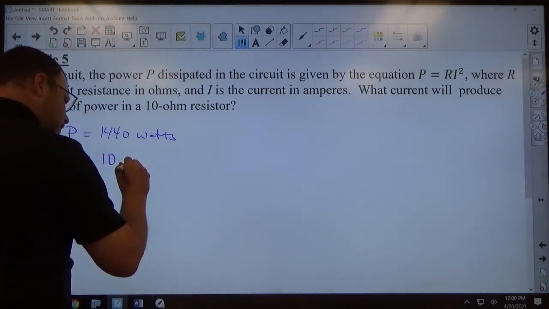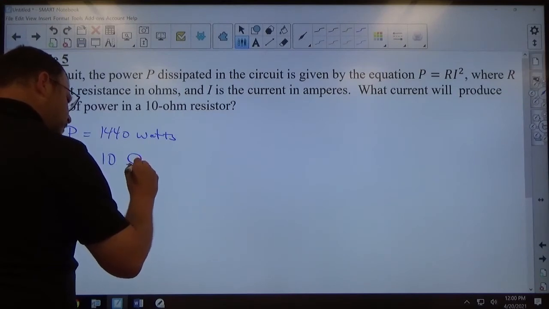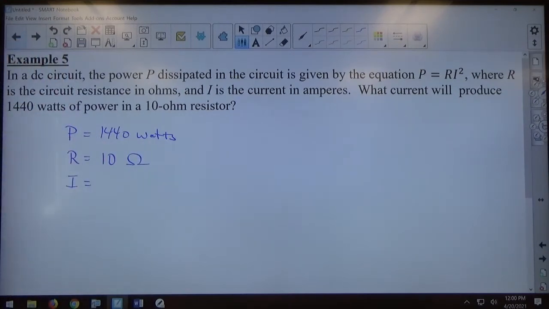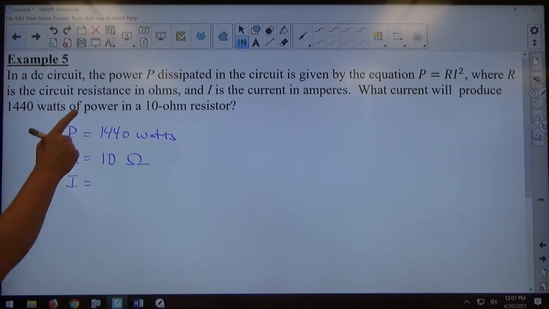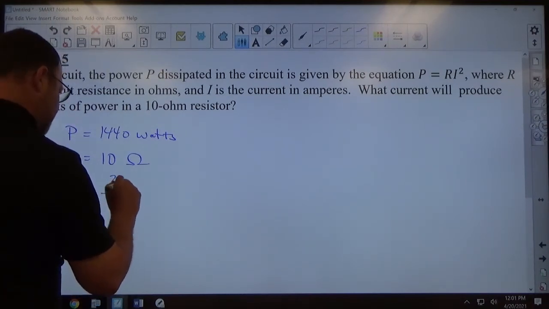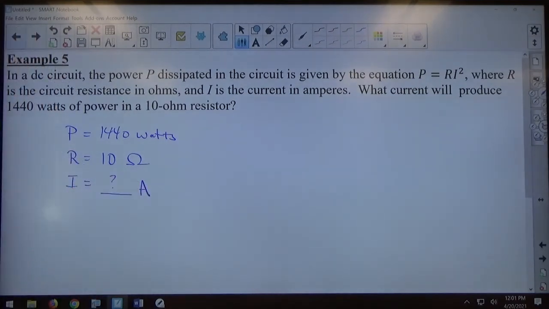I don't know if you guys have worked with ohms. I think we've done ohms a little bit here, but the capital omega is the abbreviation for ohms, like an almost complete O with some feet. That's 10 ohms. What would be the current? Current is an unknown number of amperes, and the unit for amperes is capital A.